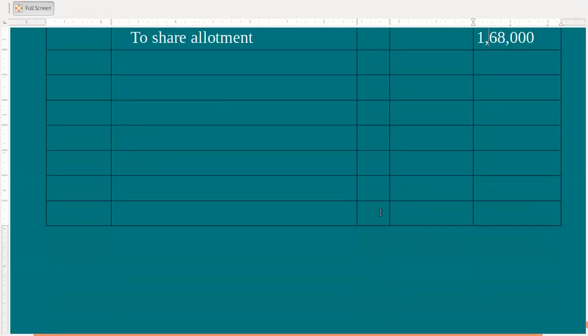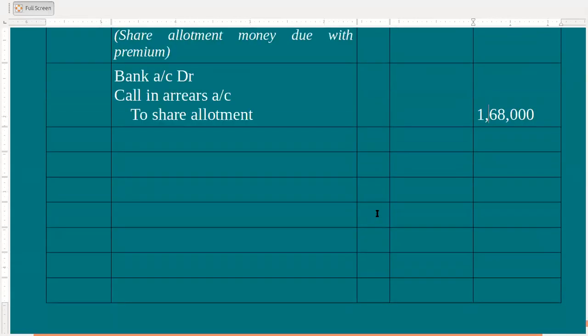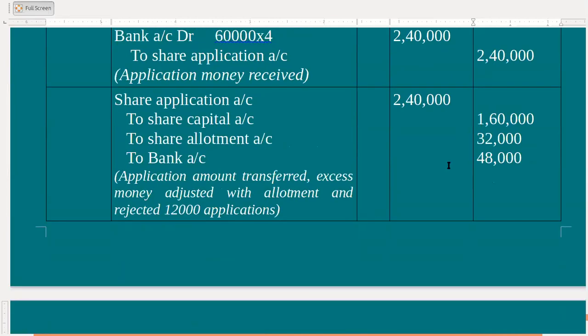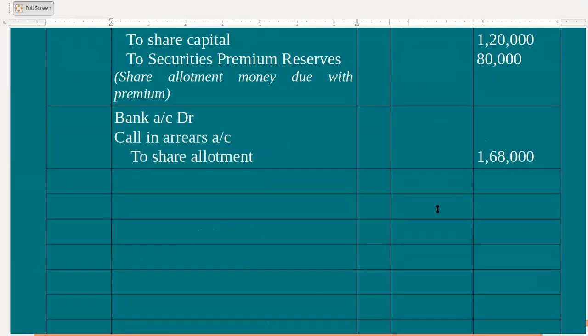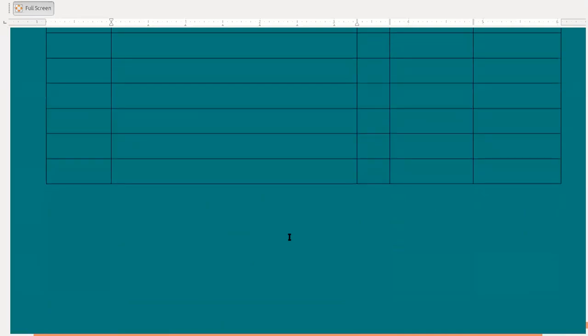Okay, I will show you how the amount will come. Yeah, 32,000, we have excess application money, no? That 32,000 we already adjusted with the share allotment account. That means we already transferred it to share allotment account. So already there is 32,000 in share allotment account, which is paid by the shareholders. So at the time of allotment money due, we have to consider this amount. We will receive except this 32,000. Okay, I will show you once again. Listen here.